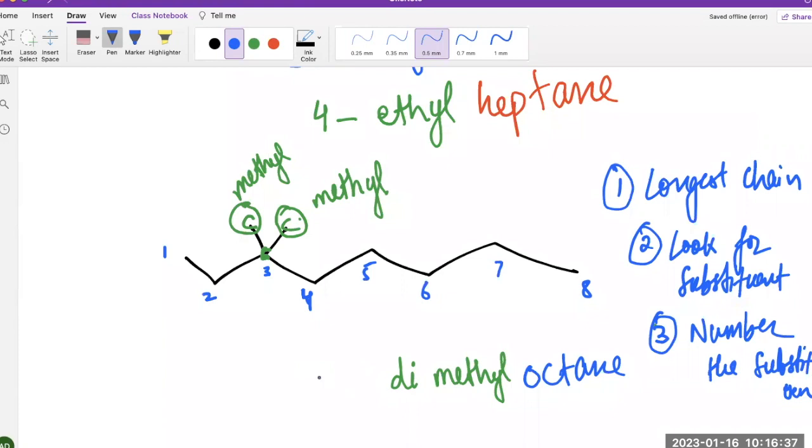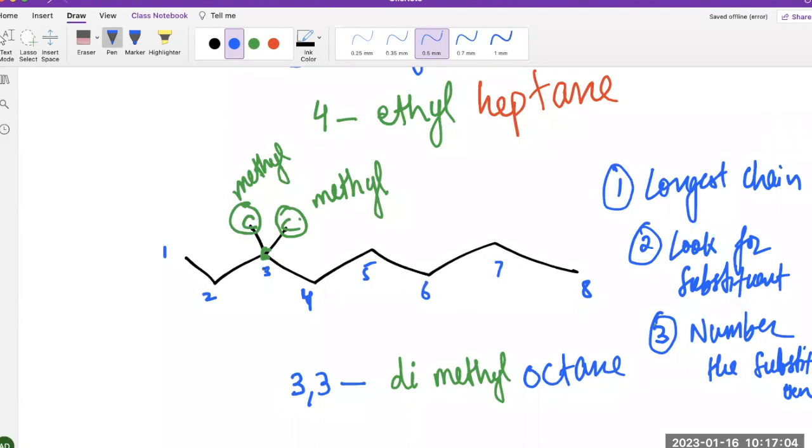Now, what we do here is that since both the methyls are sitting on number 3, we say, okay, 3,3-dimethyloctane. What did we do here, guys? What we're trying to say is that we have 2 methyls. Both of them are sitting on position 3 and 3.